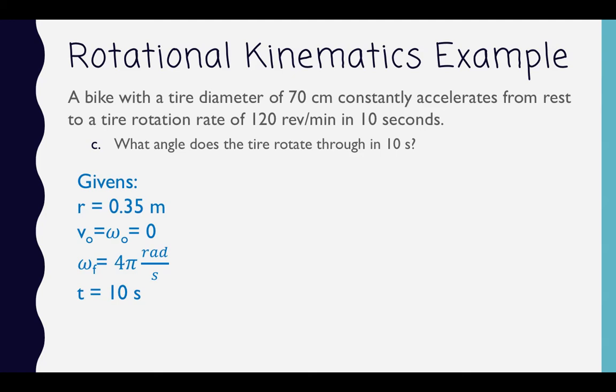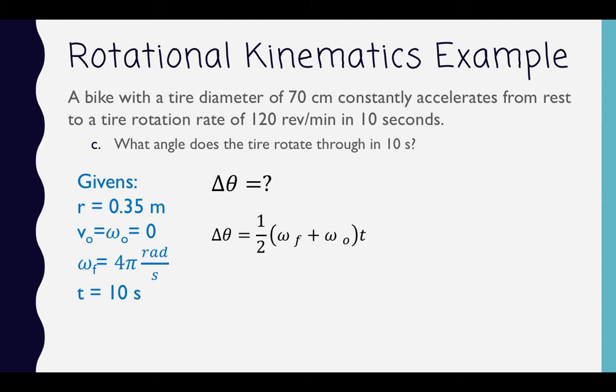Okay, for part C, what angle does the tire rotate through in 10 seconds? So angle, we're talking about a distance, specifically theta. Okay, our theta that we're looking for is not in degrees, it's in radians. So when we're talking about things that are rotating, once again, it's in radians, not degrees, which means if you're plugging things into your calculator, you should be in radians.